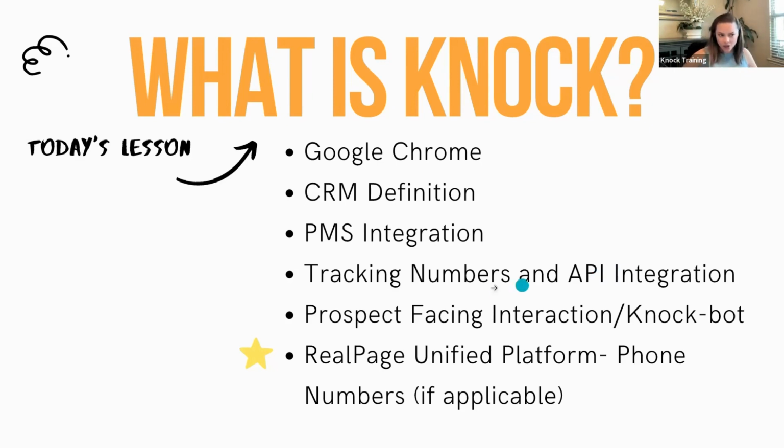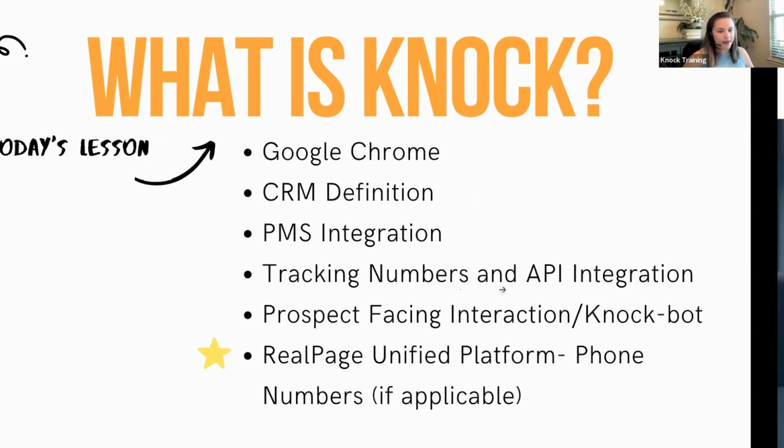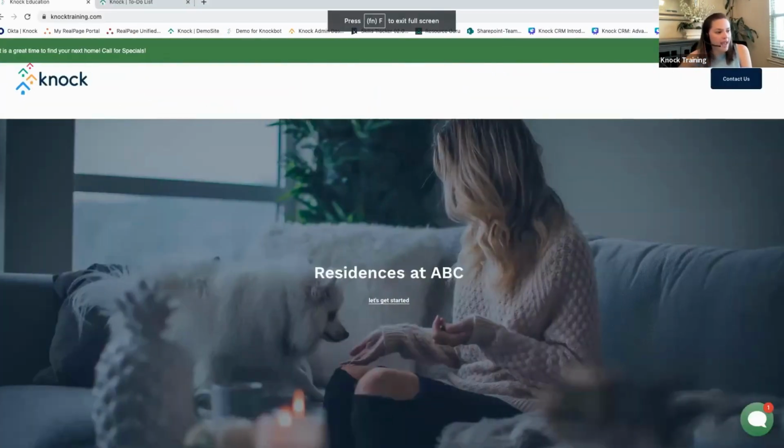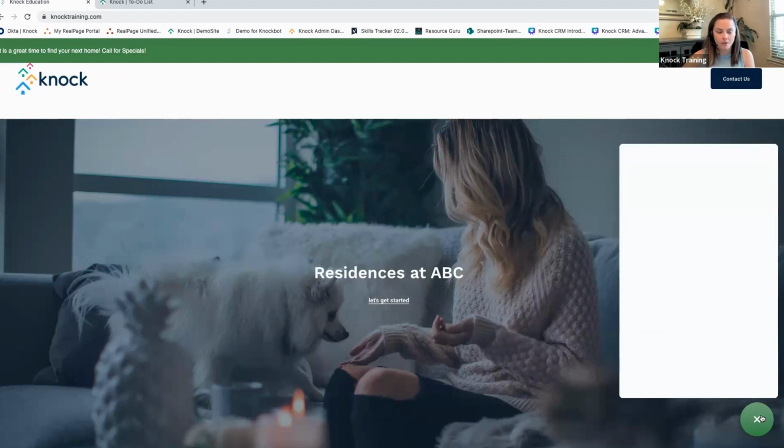So let's actually take a quick look at it. So here we have a website. You can think of this as your property website. And let's say I'm a prospect. I'm really interested in the property. I want to find out just a couple more things about it, though. Here at the bottom right, I have this little message bubble. It's an information bubble. This is the knockbot.